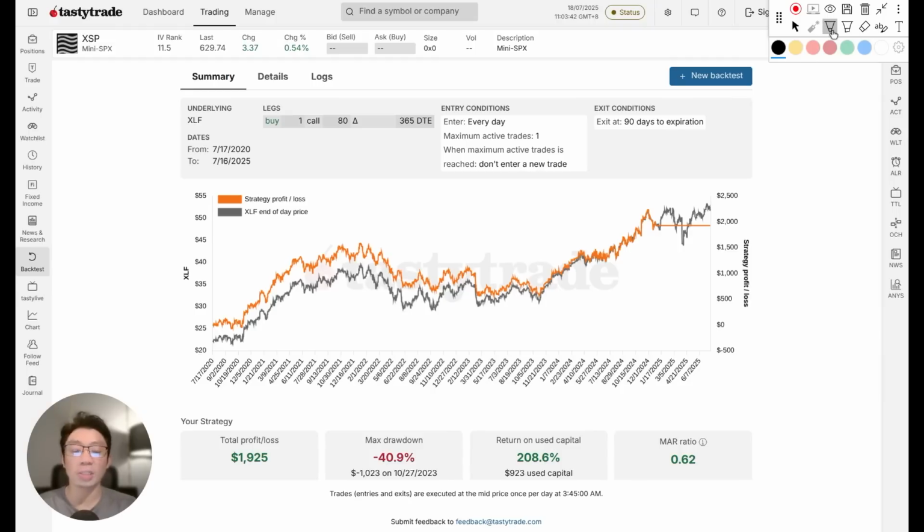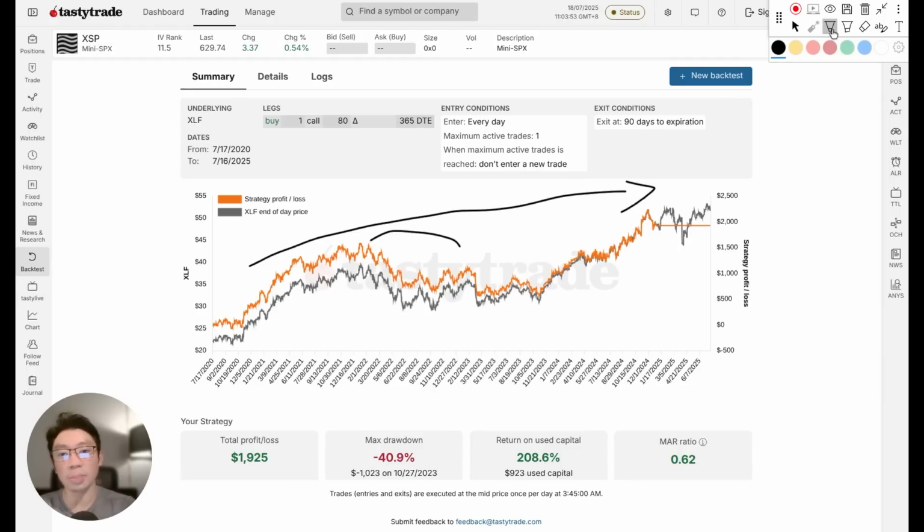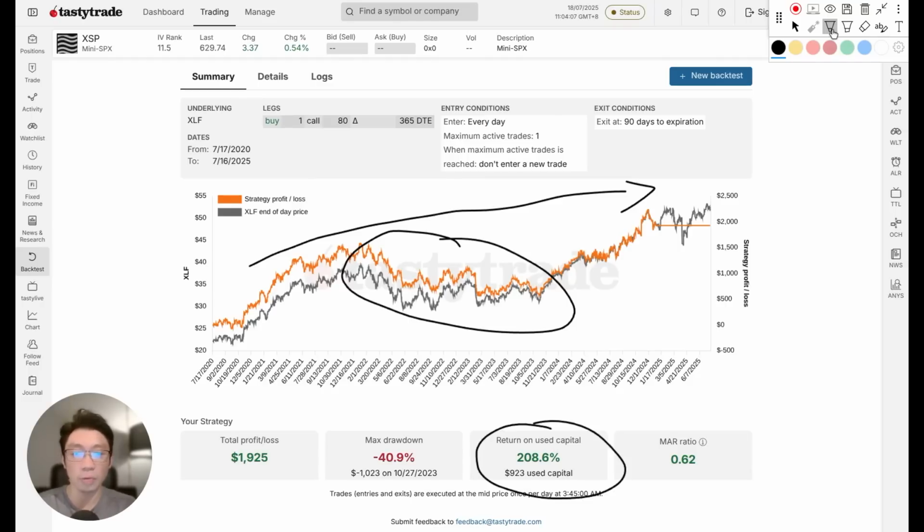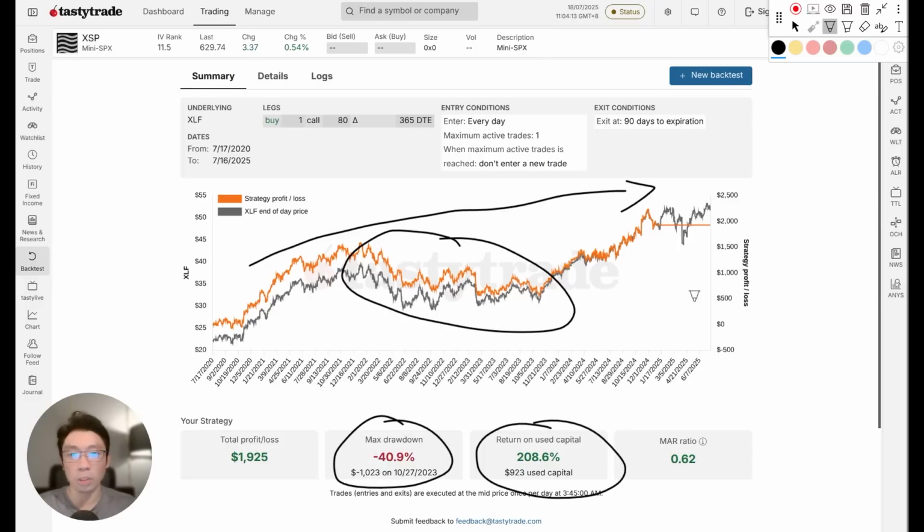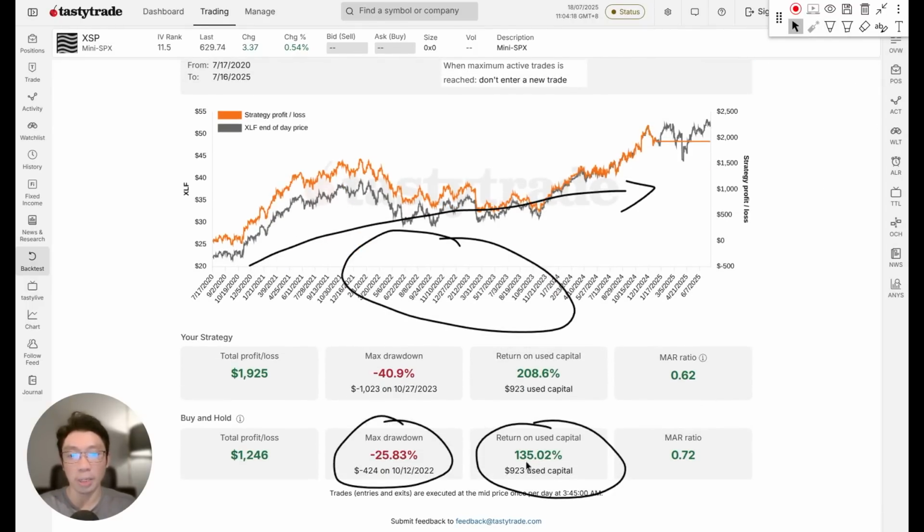Okay, so the results are out, and overall, it is going to be net profitable. Although sometime in 2022, it has a drawdown period, which is natural because this is a bullish strategy, and 2022 was a bear market. So naturally, the strategy is going to be in a drawdown. The return on your used capital is about 208%. Drawdown is about 40%. So if we compare this to just buying and holding the stock, it's going to be a better performance.